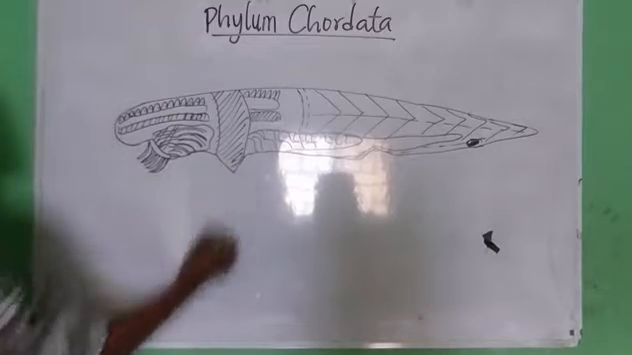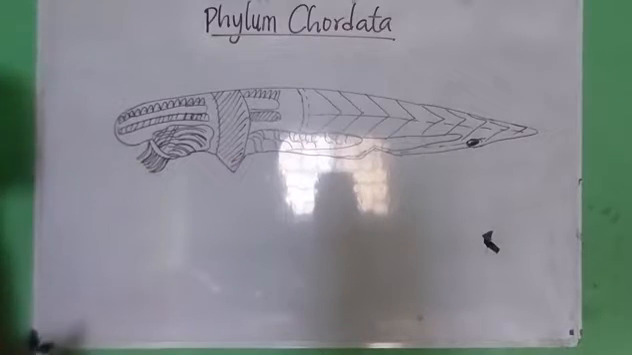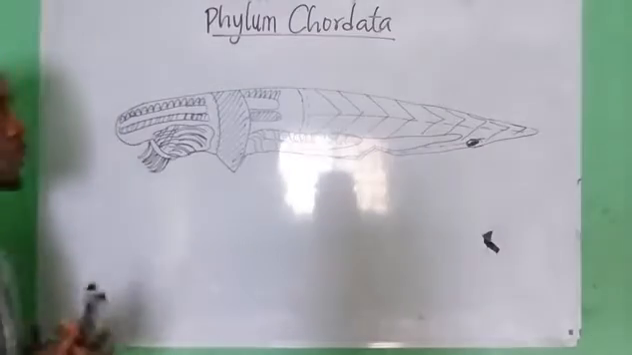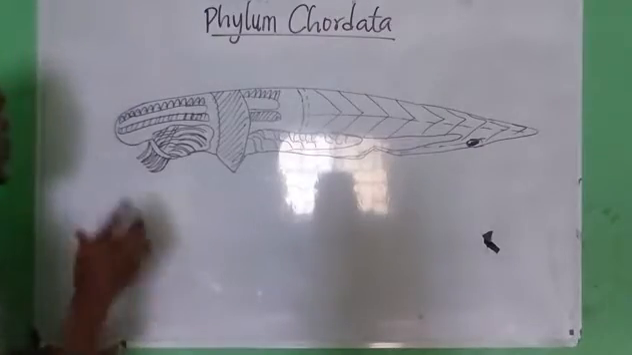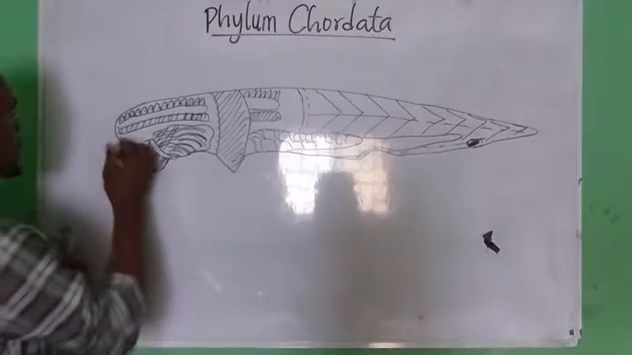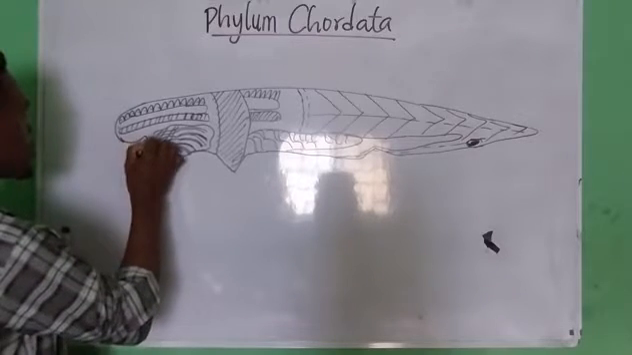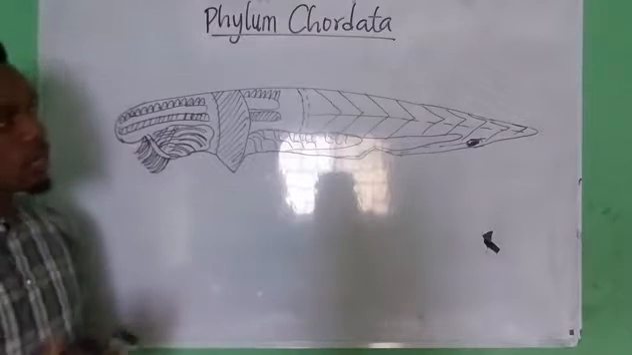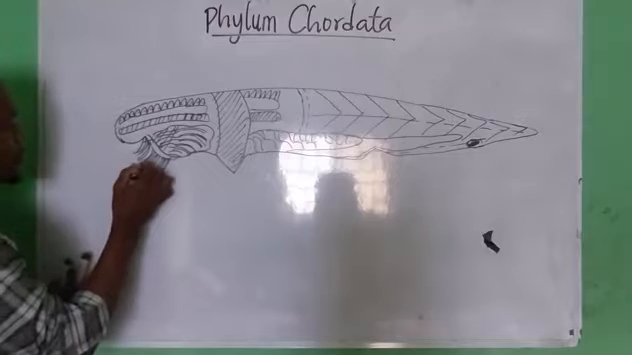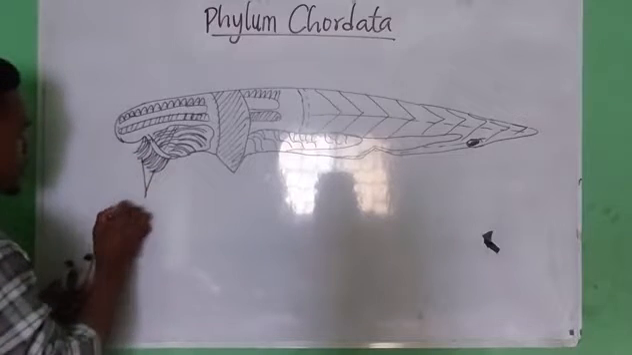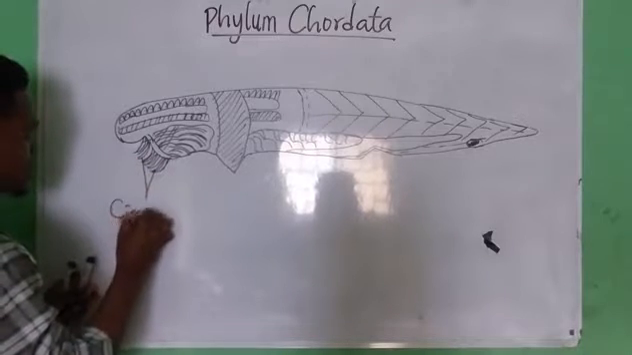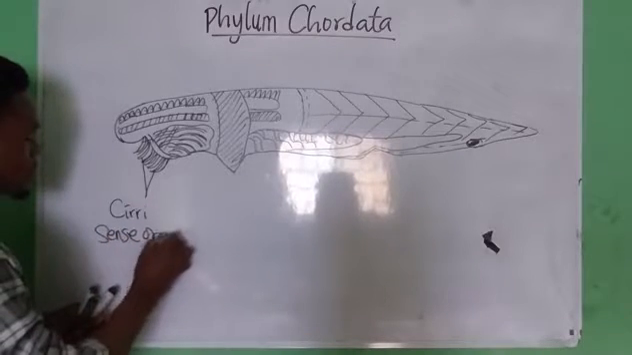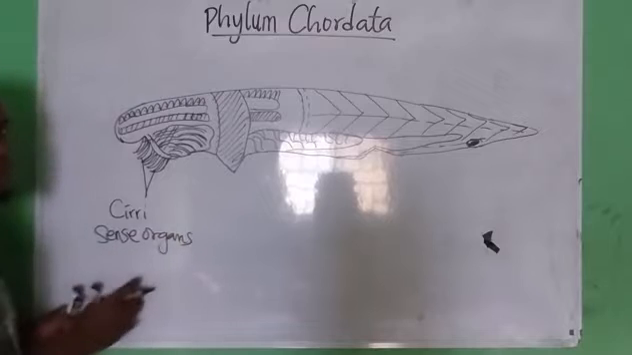What I have here is a diagram of a cephalochordate. Let me say a shortened diagram of a cephalochordate. Now, with what I have here, all the four distinct features possessed by cephalochordates are present in this diagram. This very region is called the cerebral vesicle, and I told us it is the region where the sense organs are located.